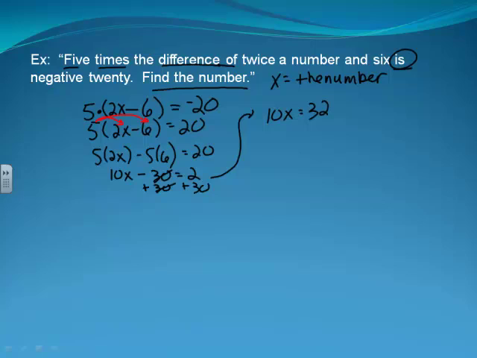And if we divide both sides by 10, we've got x equals 32 tenths, which can be reduced if we take out a 2 here. 32 divided by 2 would be 16 fifths. And that is in simplest form.